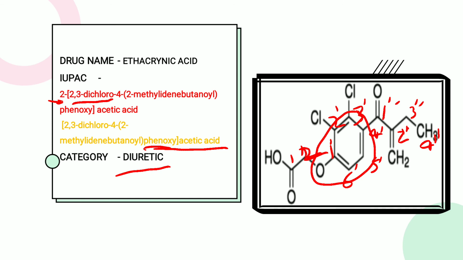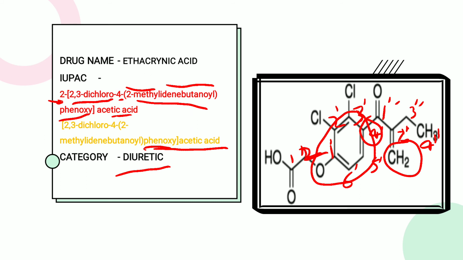Then on the fourth number of the phenoxy there is again one complicated structure. So we make again one bracket and write the substitution. On the fourth number of the phenoxy there is the largest ring, that is the ylidene butanol. Okay, and on the second number of the ylidene butanol there is the methyl group substitution. So we mention it as 2-methyl ylidene butanol phenoxy, and the last is the acetic acid.